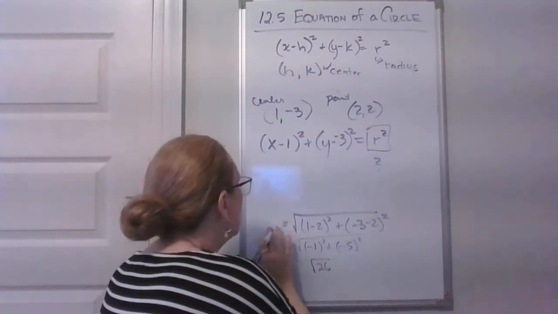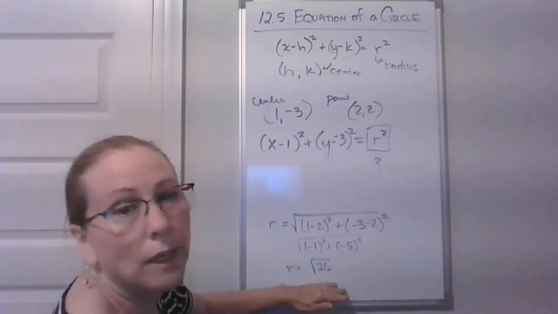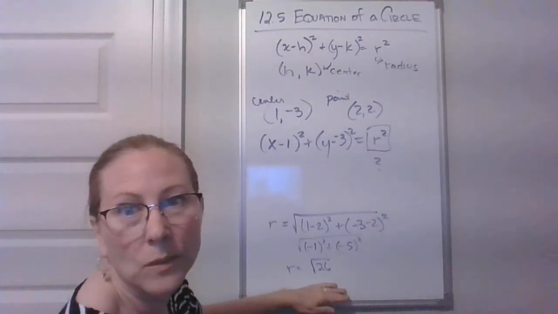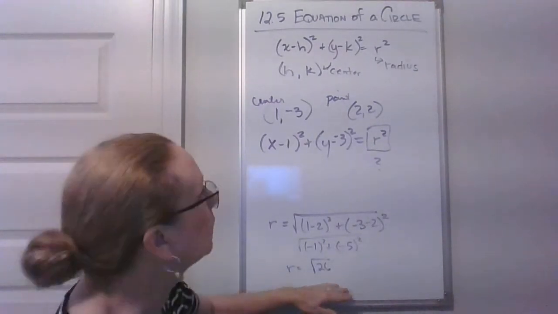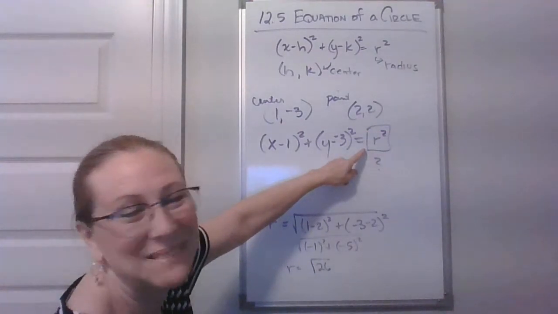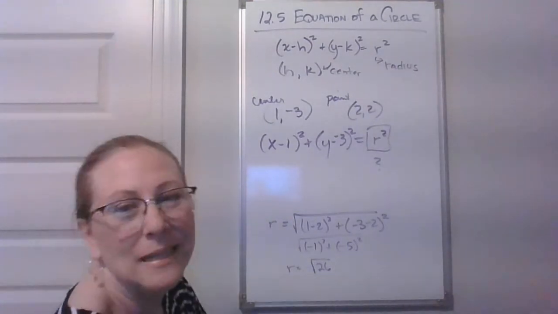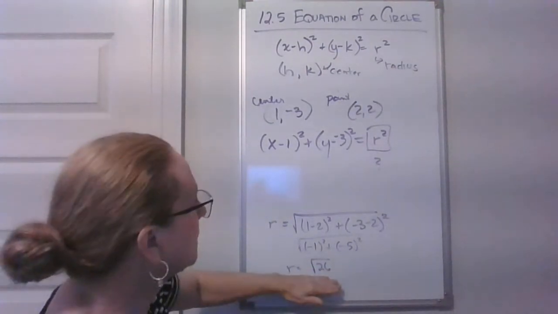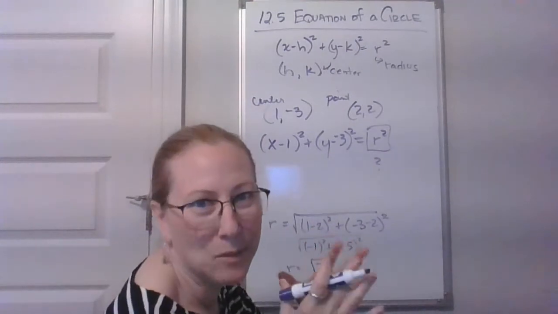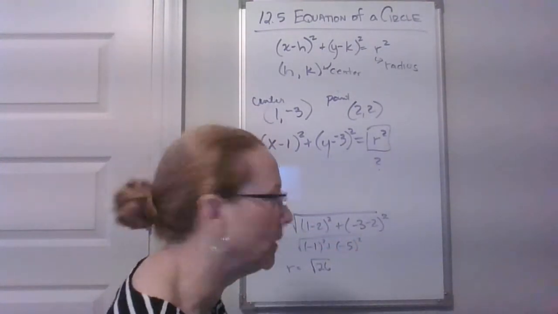Now, this distance is your radius. You do not want to change that to a decimal, because what are we about to do? We're about to square it. So if you change it to a decimal and then you square it, it's not going to give you the 26 back. It'll give you some decimal approximation, really close to 26, but not exactly 26.